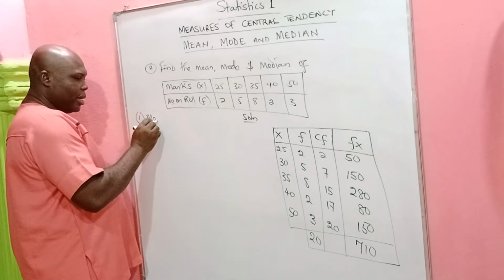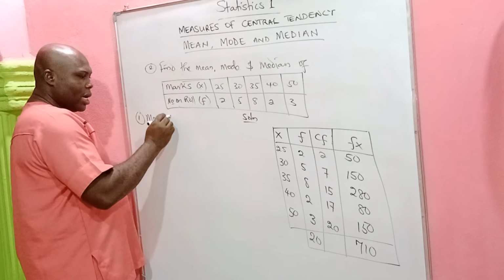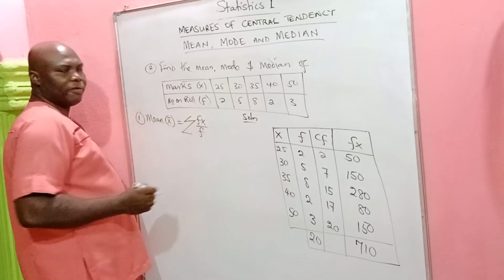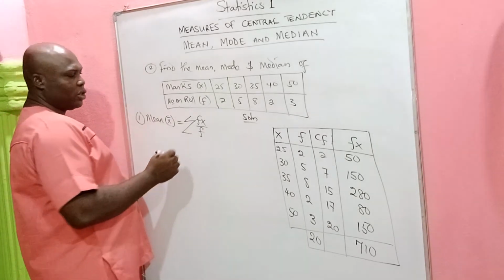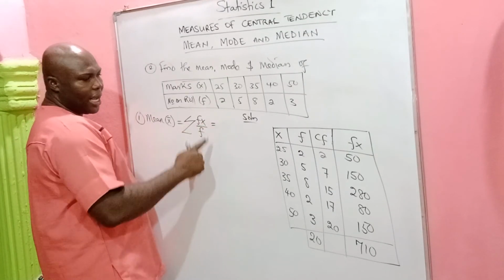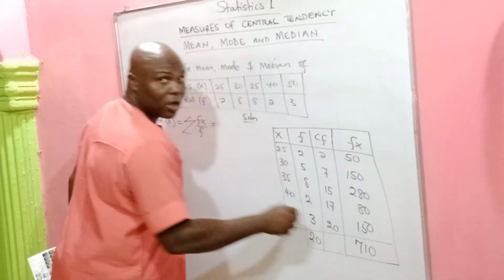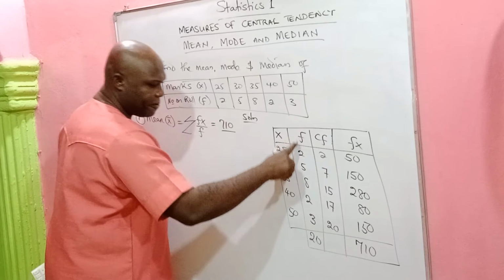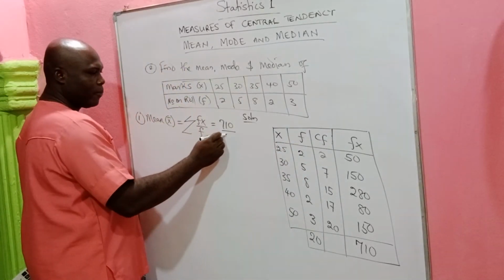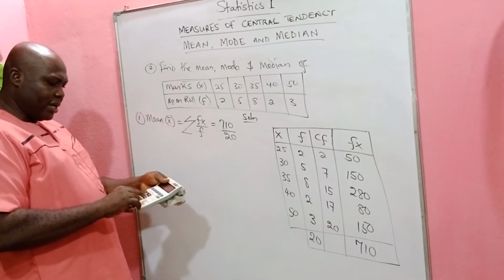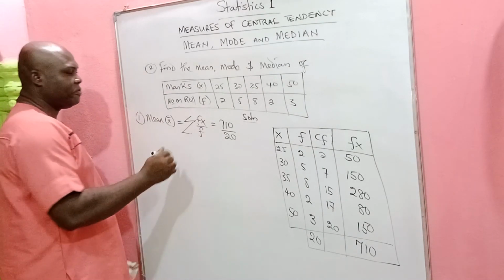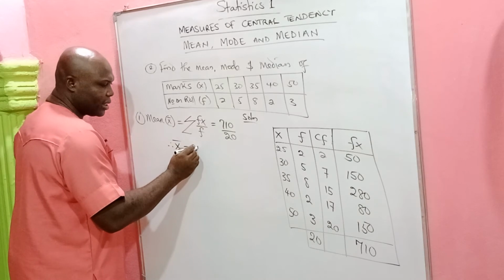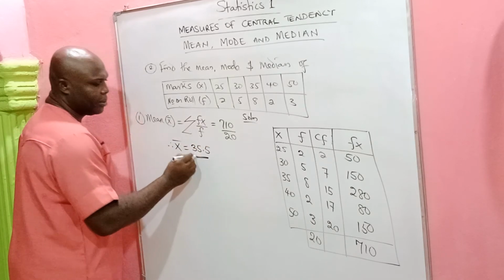So our mean, x bar, this time around is summation frequency times x all over summation f. Summation fx all over summation f. Our summation fx is 710 all over summation f, which is 20. So 710 divided by 20 will give us the mean, 35.5. That's the mean.